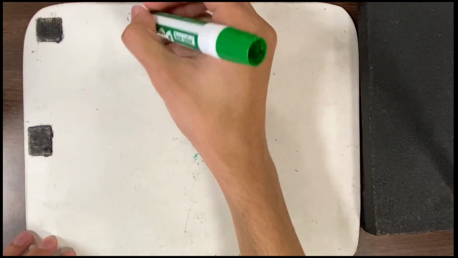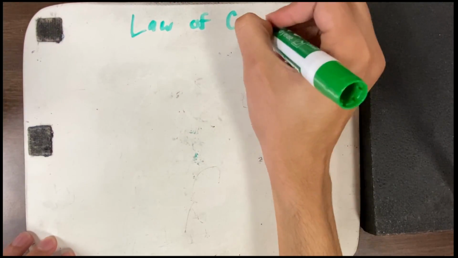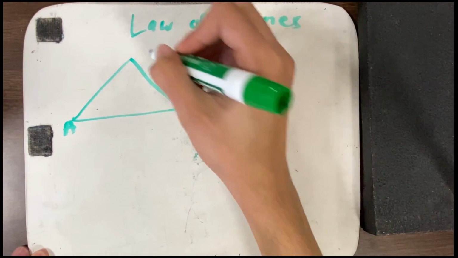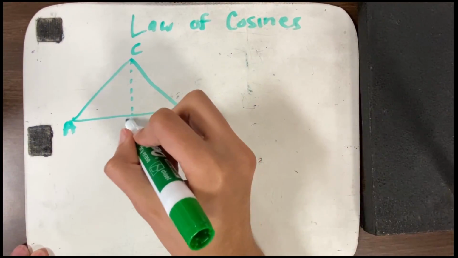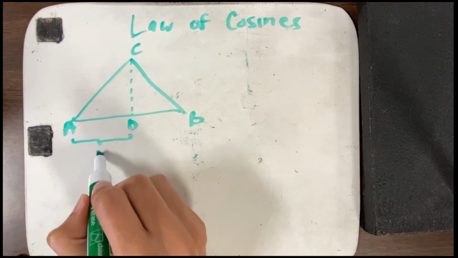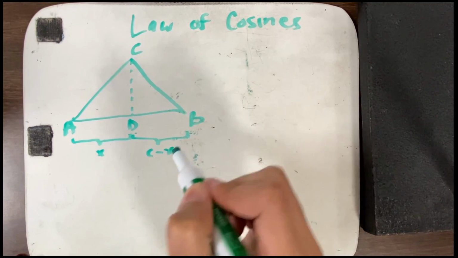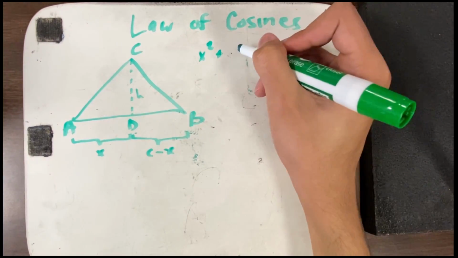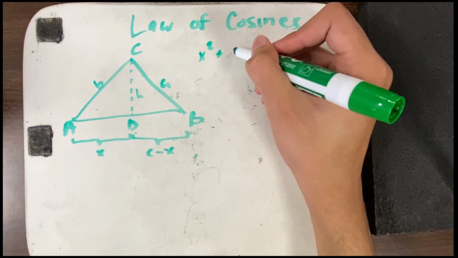Alright, now that you've learned about law of sines, it's time to do law of cosines. So we're going to start off with triangle ABC, and we're going to label a height h. And the line segment AB is going to be split up by point D into x and c minus x. Now we're going to do Pythagorean theorem, and we're going to do x squared plus h squared equals b squared.